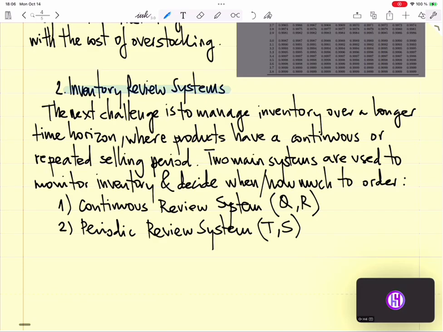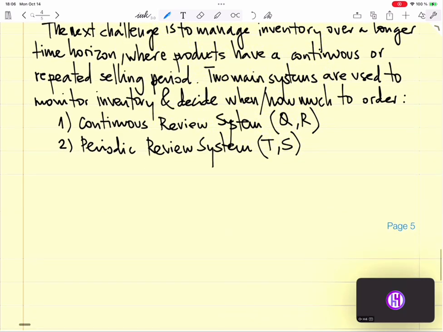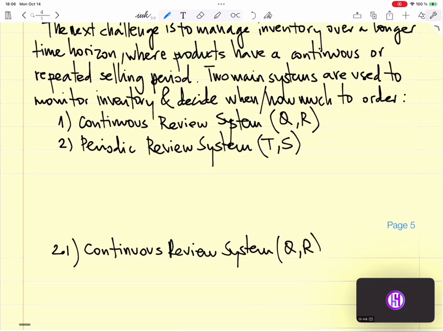So allow me to deploy these two systems in a way that we can follow. So let's say we go on for the 2.1, the continuous review system, QR. We call this continuous review system, okay?